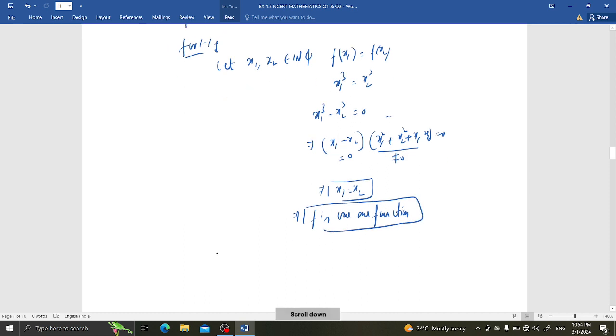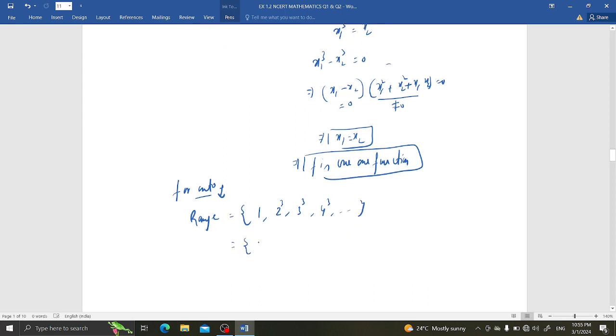Done. Now for onto, what do we have? See the range. We can see here the range of f will be like 1 cube, 2 cube, 3 cube, 4 cube and so on. It means what type of elements? 1, 8, 27, 64 and so on.